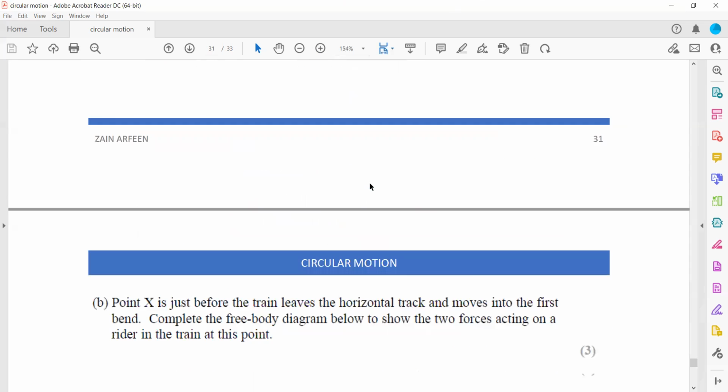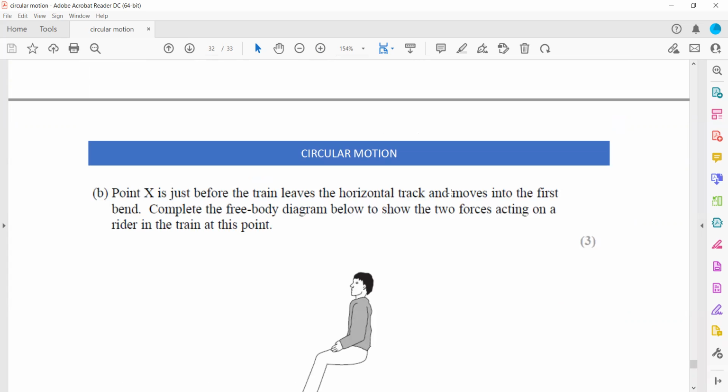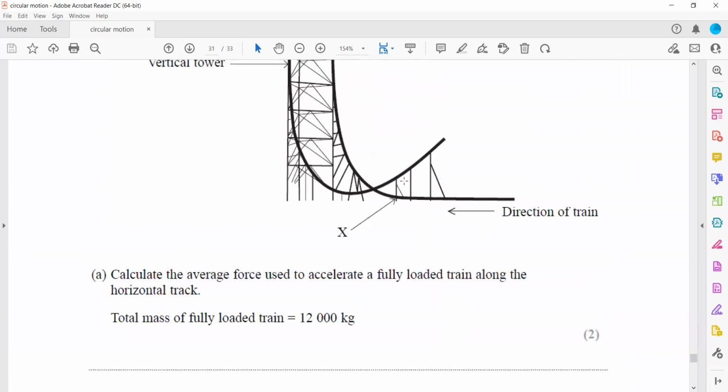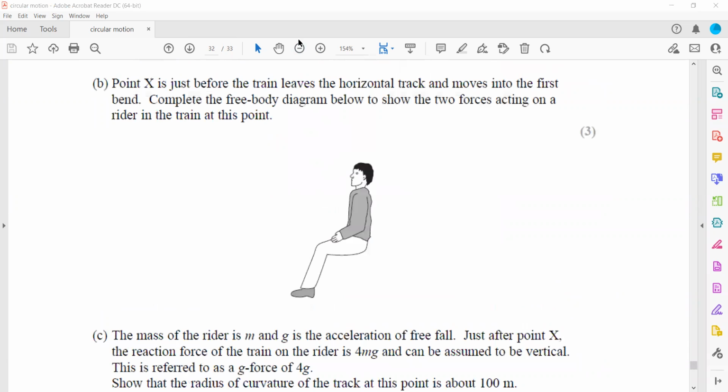The next part. At point X, just before the train leaves the horizontal track and moves to the first bend, complete a free body force diagram to show the two forces acting. So the two forces acting in this case, like if a rider is there on the horizontal track, one is the weight of the person which will act downward, and the other one is the normal contact force which will act upward. So you have to label them as R and W.